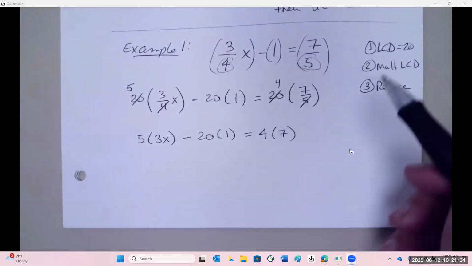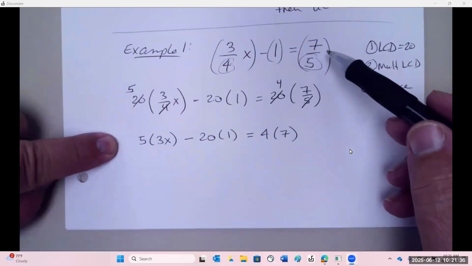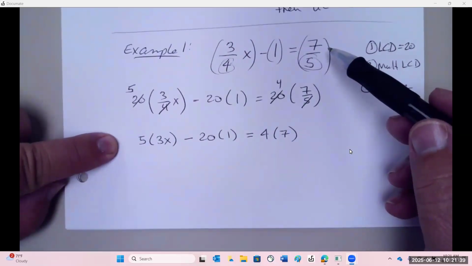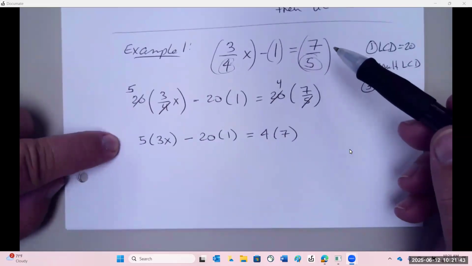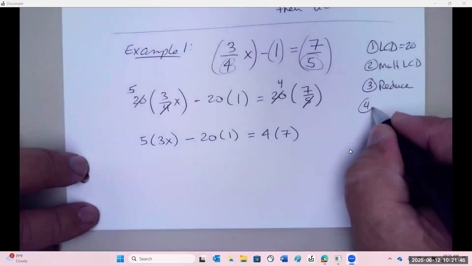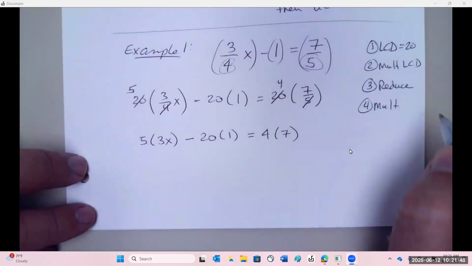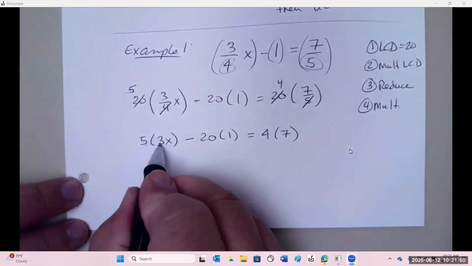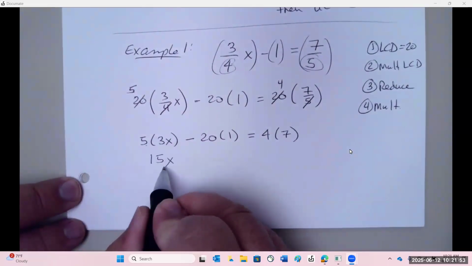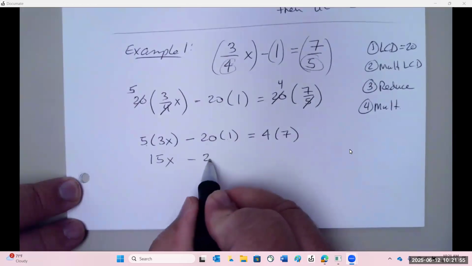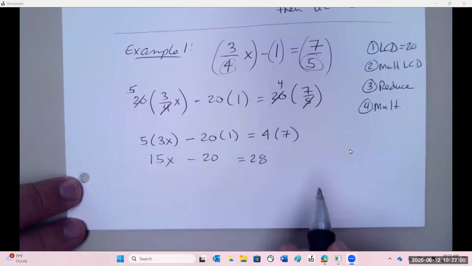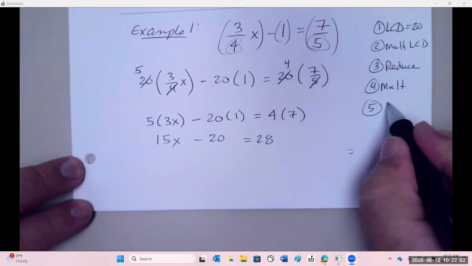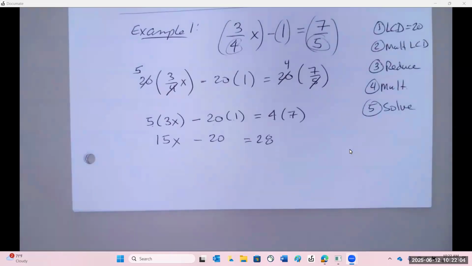Again, I ask you, the first equation or the third equation, which one's easier to deal with? It's a no-brainer. It's the third one. Get rid of the fractions. So my next step is multiply to get rid of the parentheses. 5 times 3 is 15. 20 times 1 is 20. 4 times 7 is 28. And then solve.